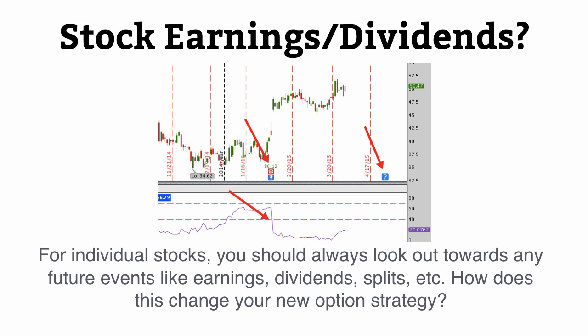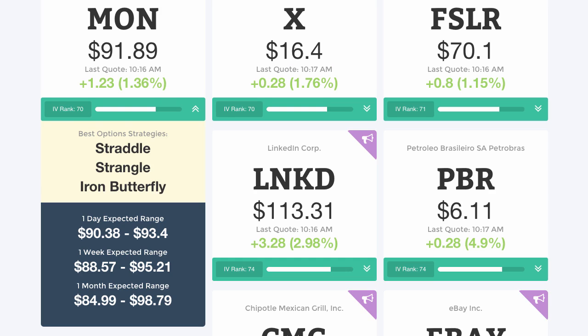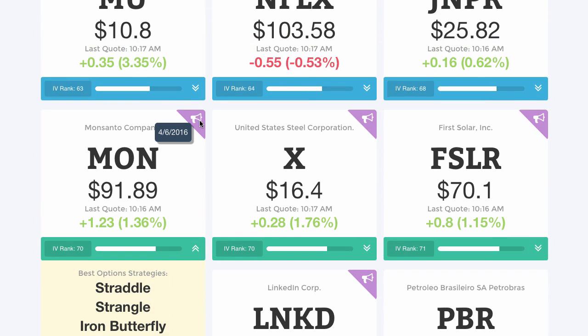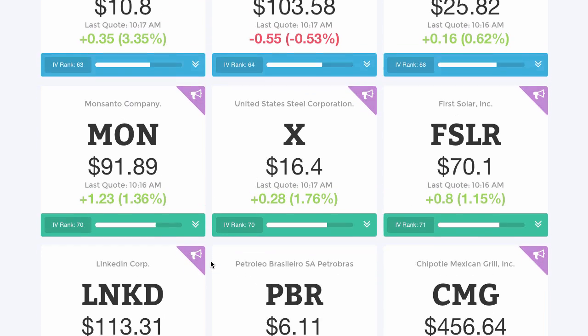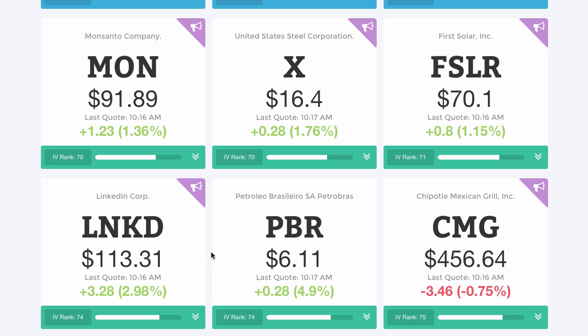One of the cool things that we've already built into Option Alpha is the ability to track and see when earnings are. So for example, here with some of these stocks, you can see that we do have this earnings tag. I just want to scroll down so you can see different ones. But this earnings tag, if any stock has earnings coming up in the next 45 days, this purple tag will be added to the watch list.